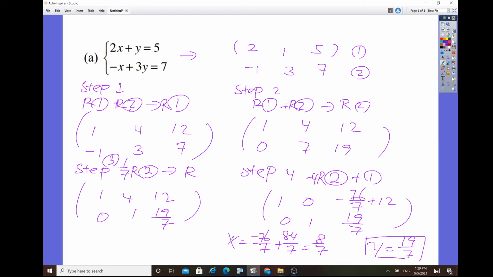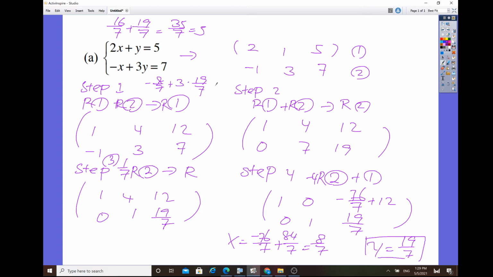Okay, like that. And you can always check the work by plugging a number back to the original equation. So 8 over 7 times 2, 16 over 7. Y, 19 over 7. Combine them. What is that? 35 over 7, which is 5. And then plugging that into the second equation, you'll see that negative 8 over 7 plus 3 times 19 over 7.